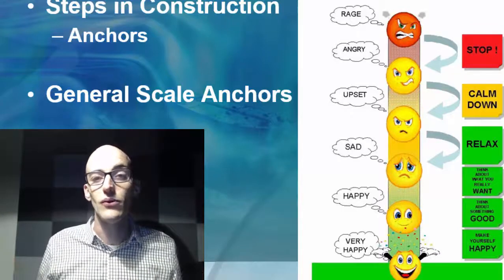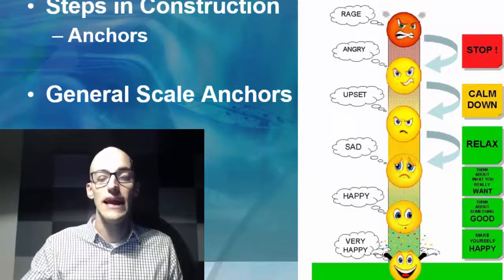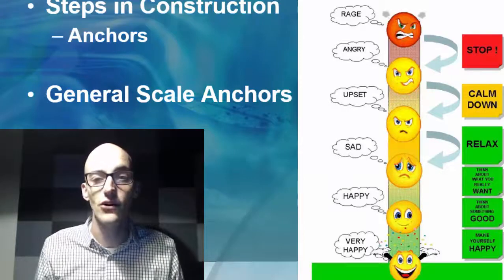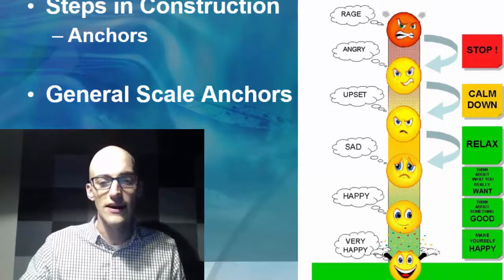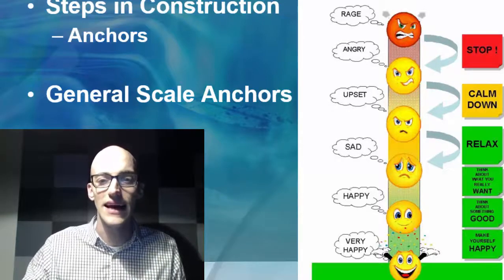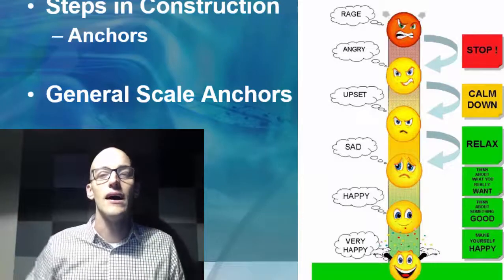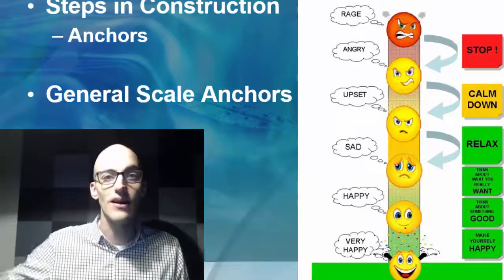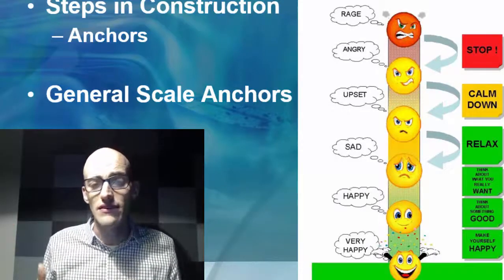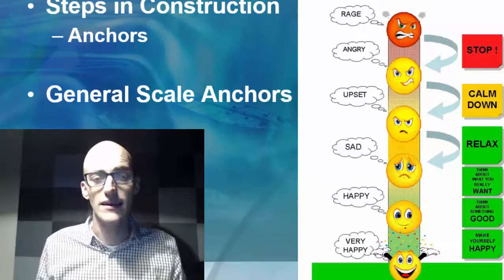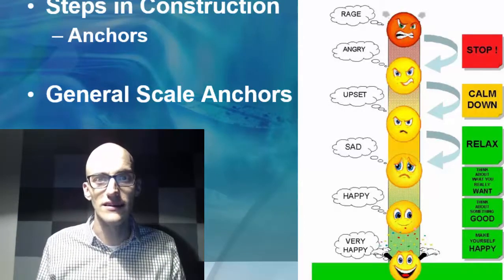And sometimes people will give an anchor for every single category. So this one you can see very happy, happy, sad, upset, angry, rage. This has an anchor for every single step along the way. But sometimes people will just have a few anchors along the way and then let the client decide what the rest of the numbers mean.